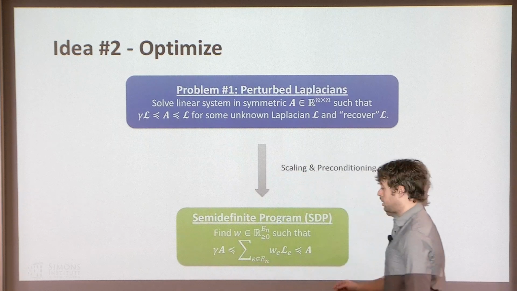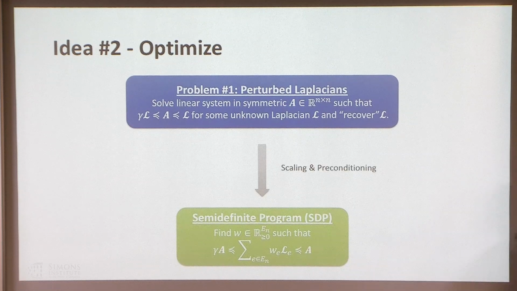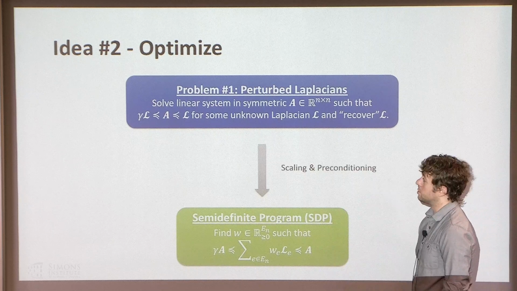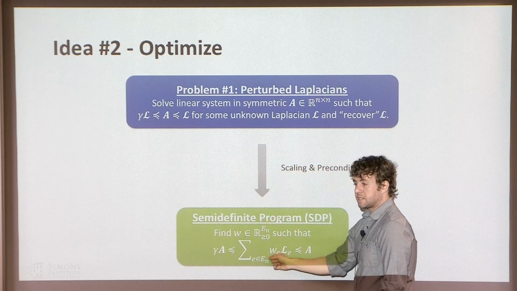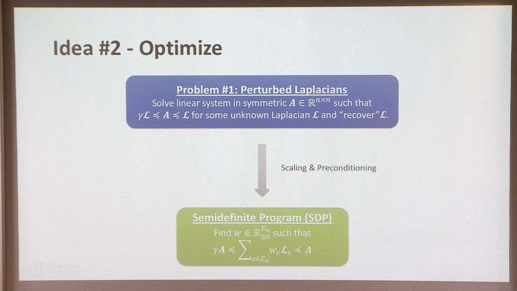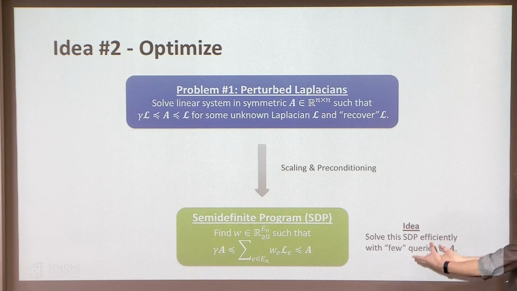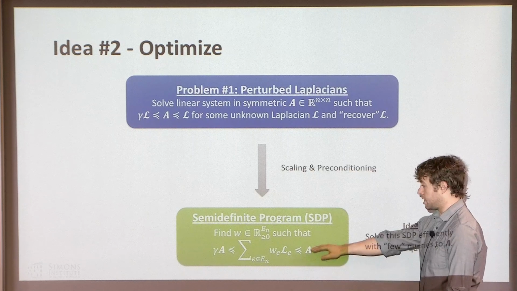So if we ignore for the second our actual oracle model and how we access the input, solving this problem is just the same as solving this semi-definite program. This assumption that A is spectrally close to L means that we know there exist some weights such that this weighted complete graph is actually close to the matrix A we want to recover. So what we could do is just try to solve this semi-definite program. And if somehow we can solve it in a way that runs in very few iterations and makes very few queries to the matrix A, we could use this to prove the result.